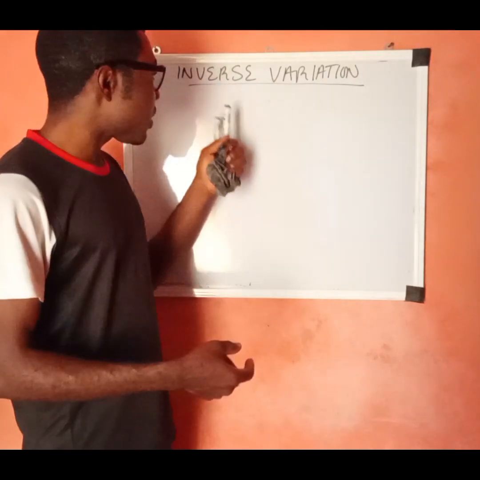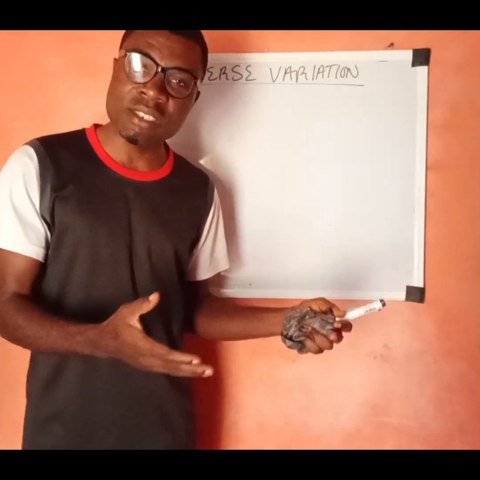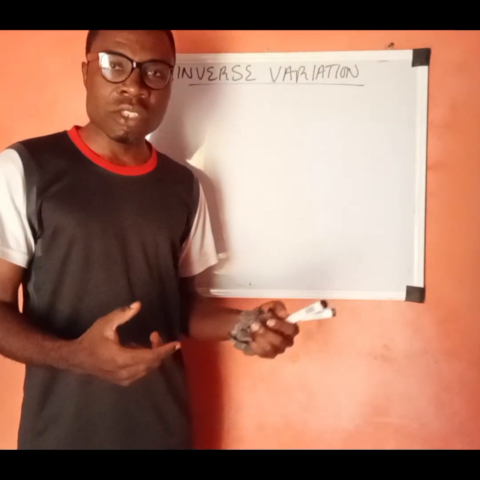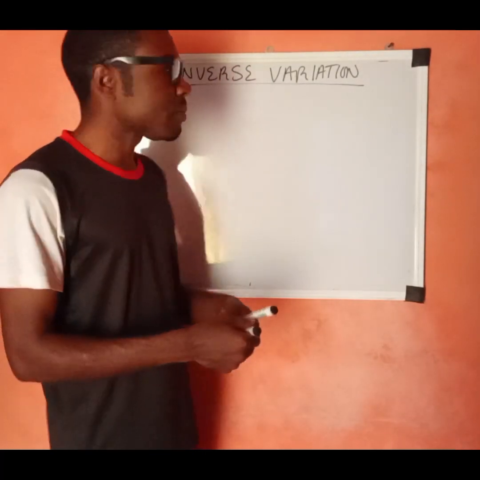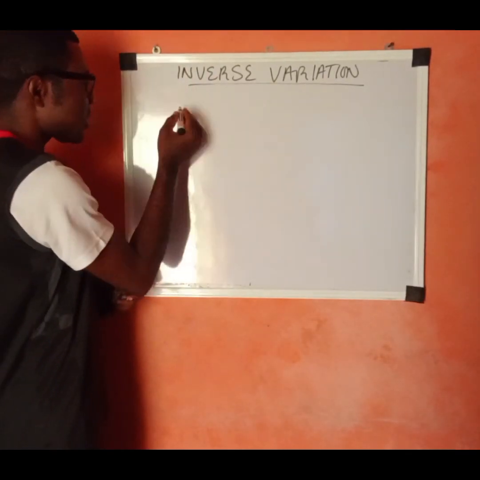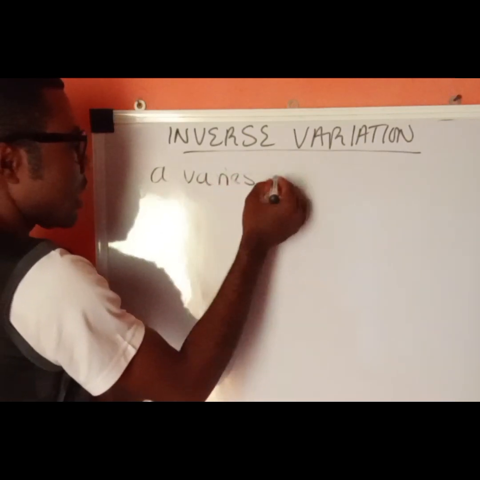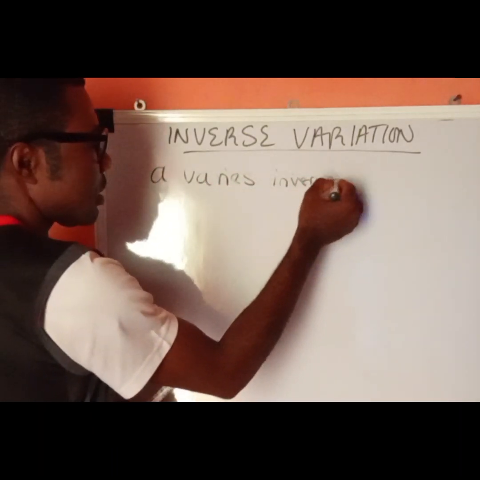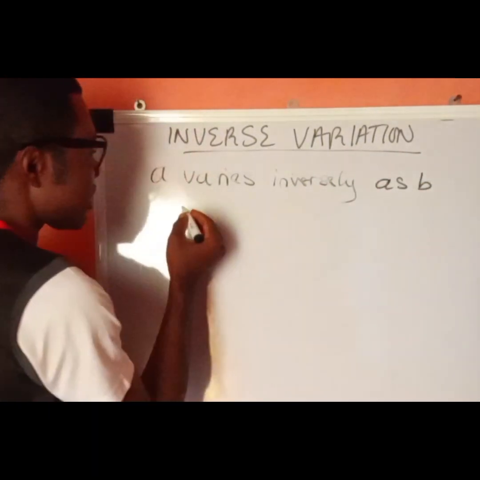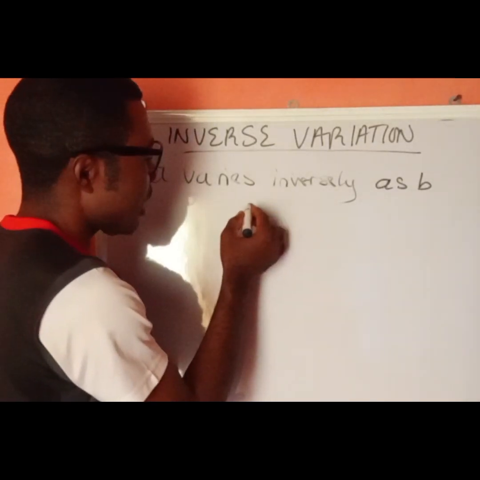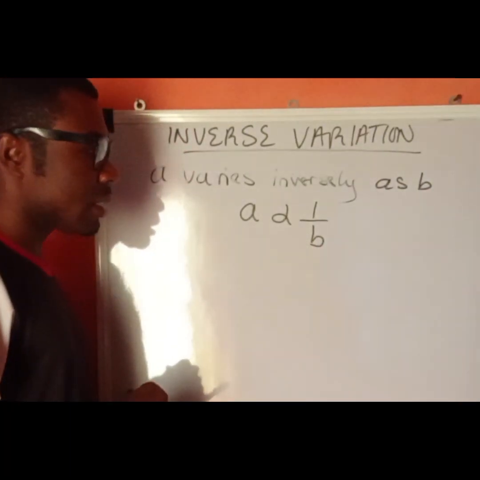I repeat, inverse variation is a relationship between two quantities where the increase in one quantity leads to the decrease of the other. Or you can say that two quantities are inversely related if their product is a constant. It is represented this way: if we say that A varies inversely as B, we can simply say that A is proportional to 1 over B.